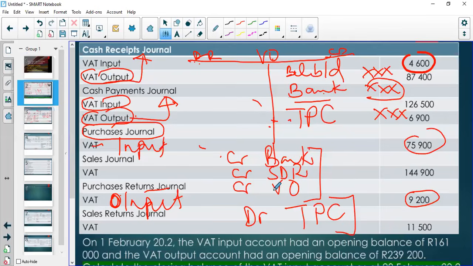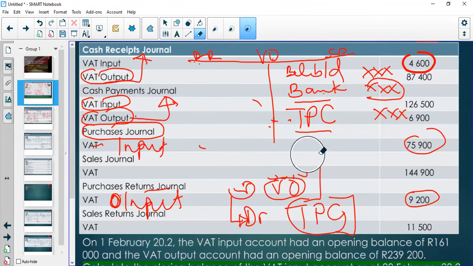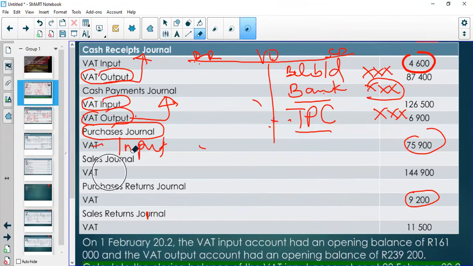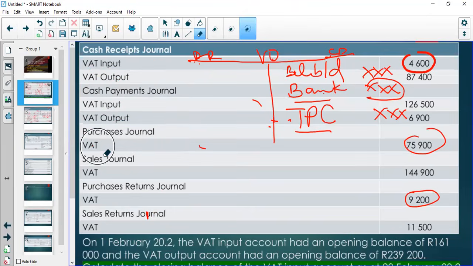So this amount, this VAT output account is being credited. We need to write the description of the account that is being debited. That's why we say trade payables control, right? And so the examiners expect you to be able to pick these things up from just looking at a journal entry. You should remember, where is that coming from?